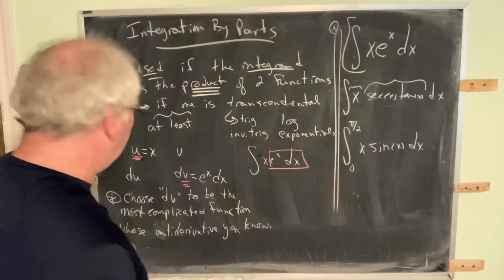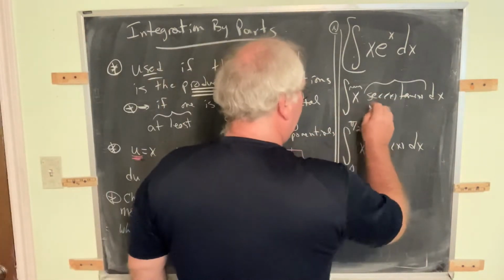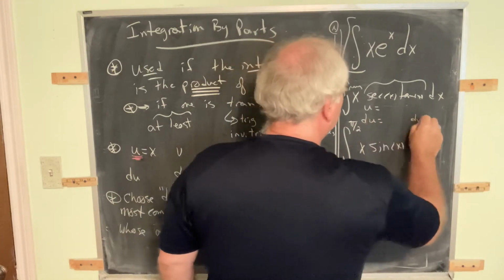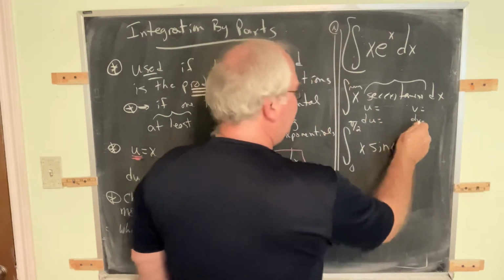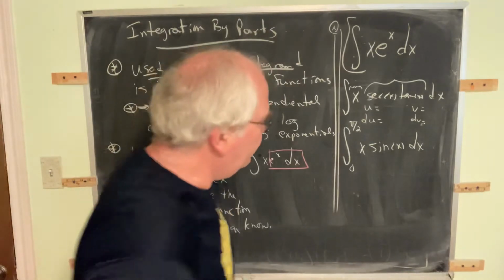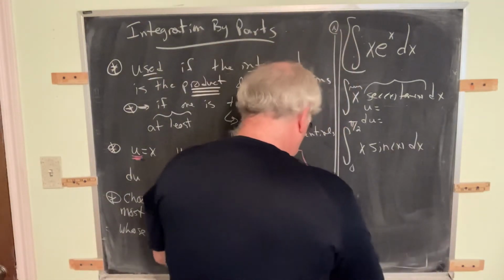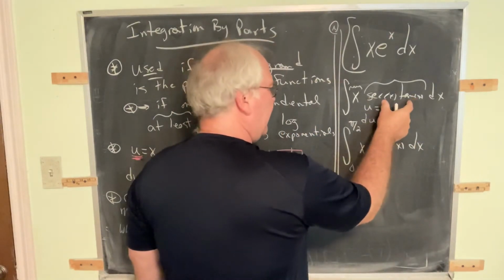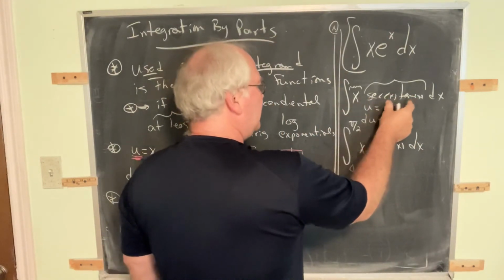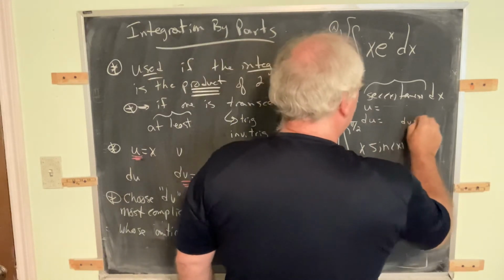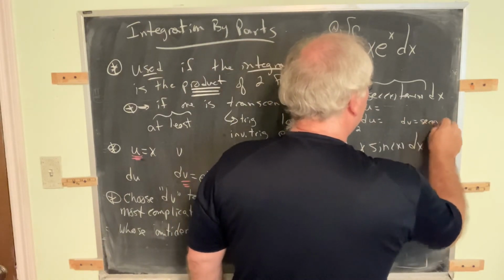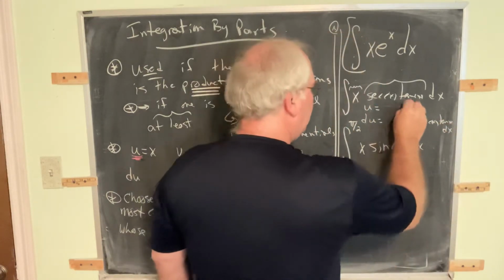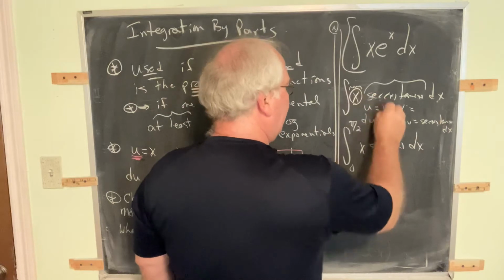All right, so we're back here. I think it's pretty straightforward here. dv needs to be the most complicated function whose antiderivative we know. Well, of the two, secant tangent is more complicated than x, and we know the antiderivative of secant tangent. So dv is secant x tangent of x dx. Everything else that's left over is just x, that's u.